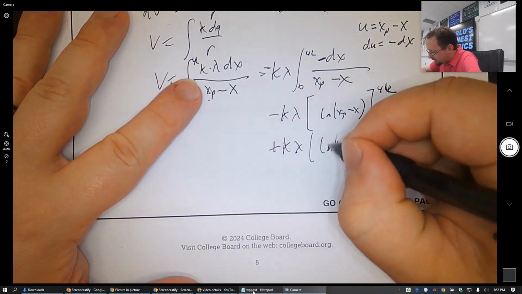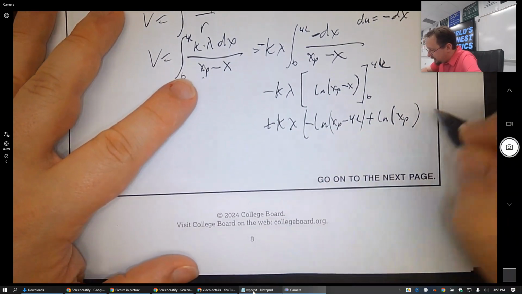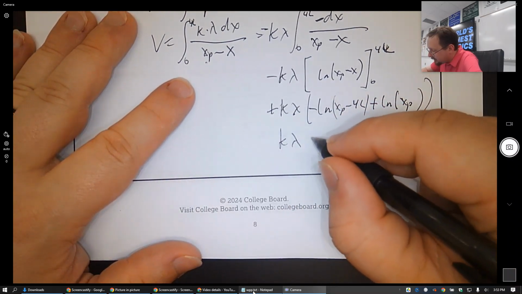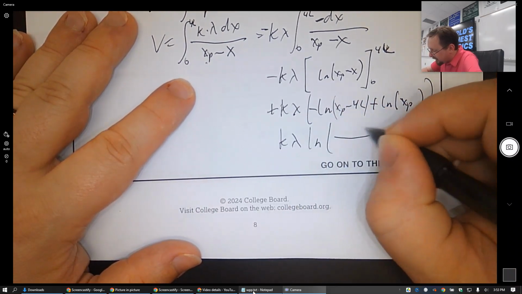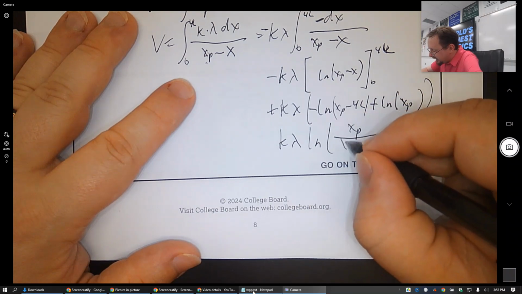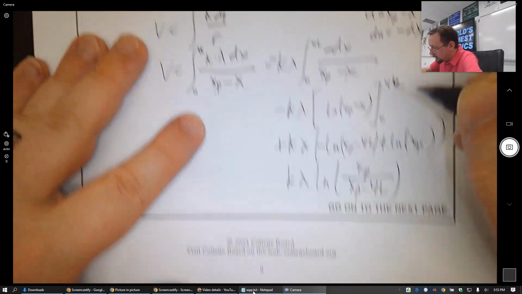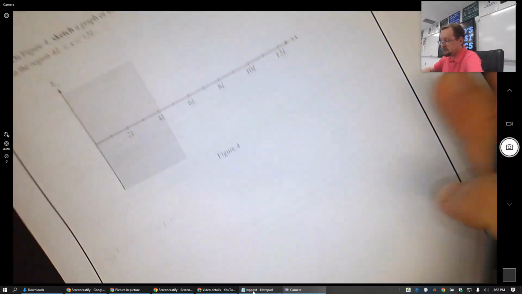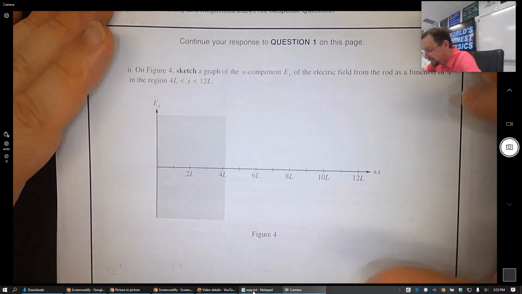And now I'm going to distribute the negative. And then the property of logarithms says one is on top and one is on the bottom. So k lambda natural log. This one is positive, it's on top. And this one's negative, it's on the bottom, which is exactly what that is. All right. Oh my gosh, is it ever going to stop?